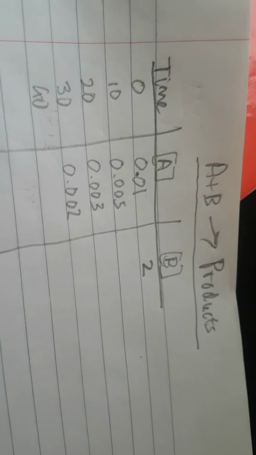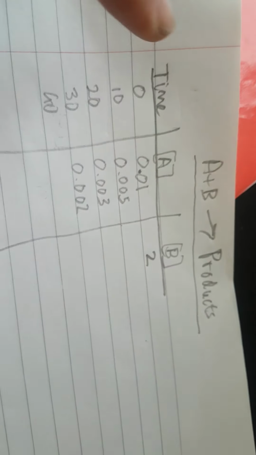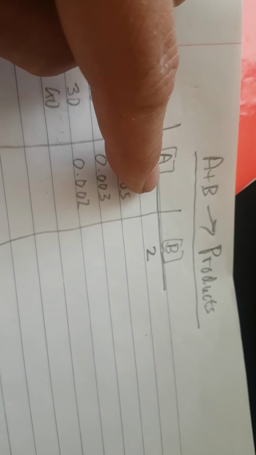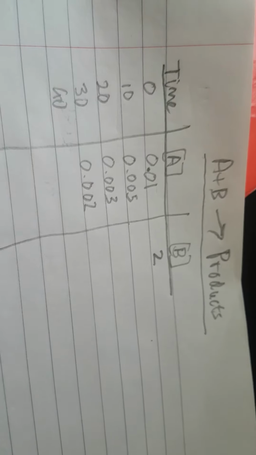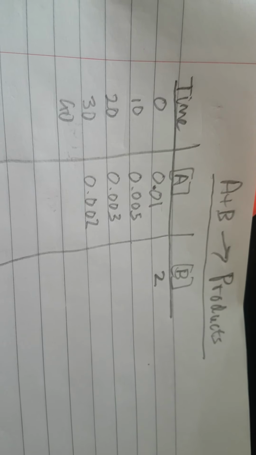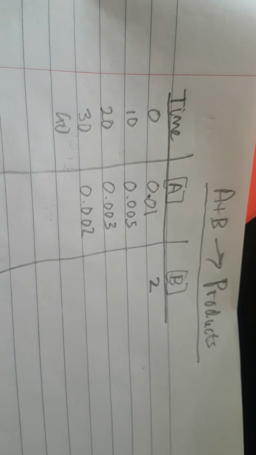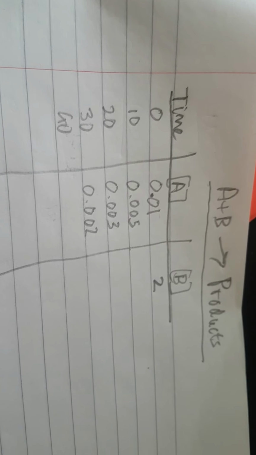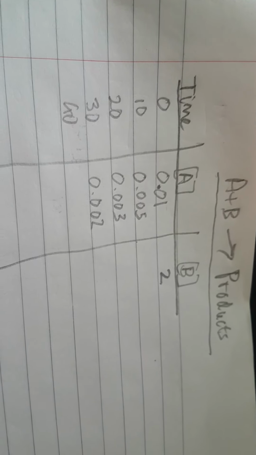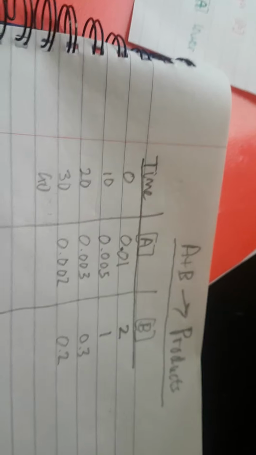Here's the equation for the reaction: 1 mole of A reacts with 1 mole of B to make the products. If these are the concentrations of A over the first 30 seconds, what would be the concentration of B at each respective time? Pause the video, make a quick rough copy of this table and complete it, please.